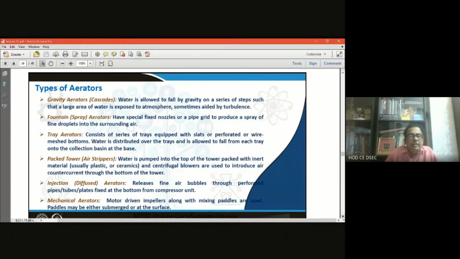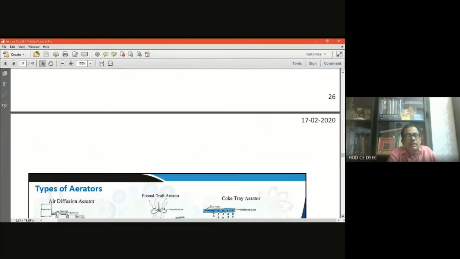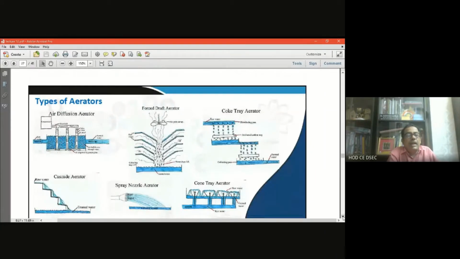And finally, mechanical aerators, which are the most widely used in all treatment plants, that is the motor driven impellers along with mixing paddles. That paddles may be either submerged or at the surface, that are being mostly used in the treatment plants. So these are the pictures of the types of aerators.